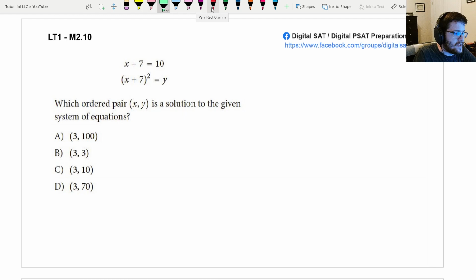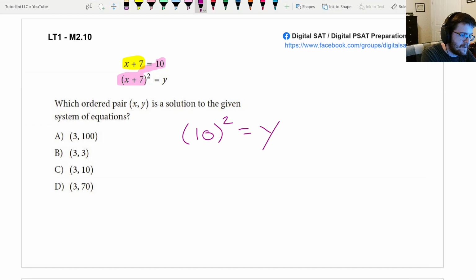Okay, great. So I see that this is a little unorthodox, but I kind of see that this guy is here. So I'm going to substitute this 10 in where the x plus 7 goes. So I get 10 squared equals y. So that's 100 equals y. Okay, are there any answer choices with y as 100? Yep, A. Great.